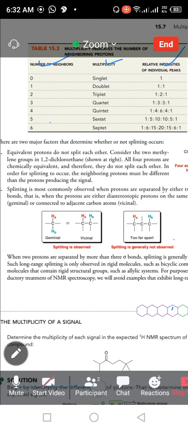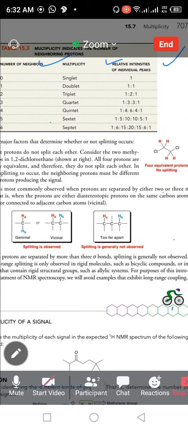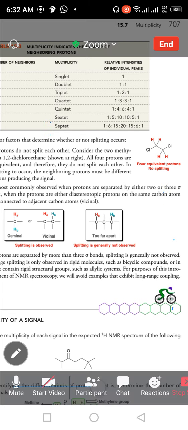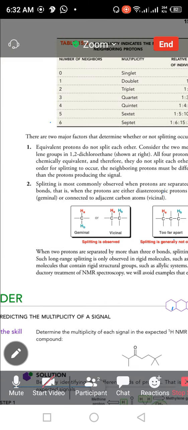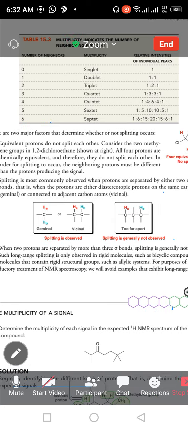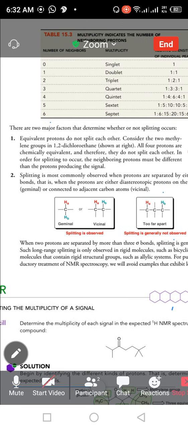Now there are two major factors that determine whether or not splitting occurs. Two factors determine the multiplicity. What are the two factors? Just look at the points. First point: equivalent protons do not split each other. Consider the methylene group in 1,2-dichloroethane. All 4 protons are chemically equivalent and therefore they do not split each other. In order for splitting to occur, the neighboring protons must be different from the protons producing the signal.